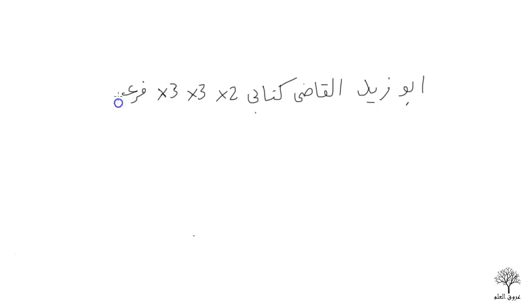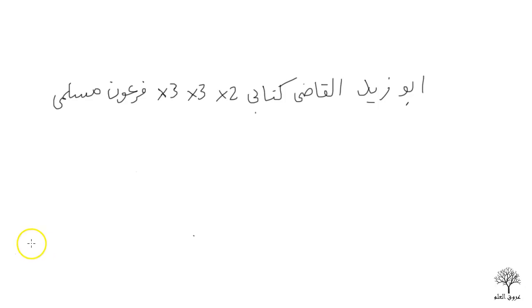Now the easiest way that I think I can come up with is like this. So I'm going to write this down: Abu, Zaid, Abu Zaid, al-Qadi, Kitabi, 2, so 3, Fir'aun, Muslimi. Okay, so these are basically 9 words that I've listed over here.